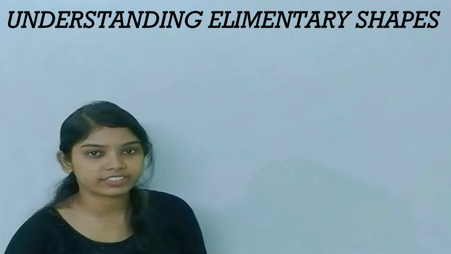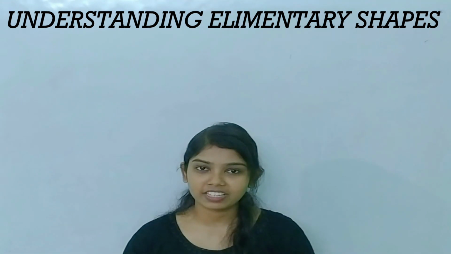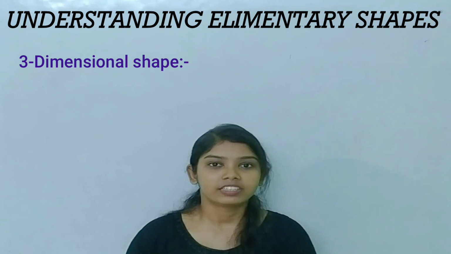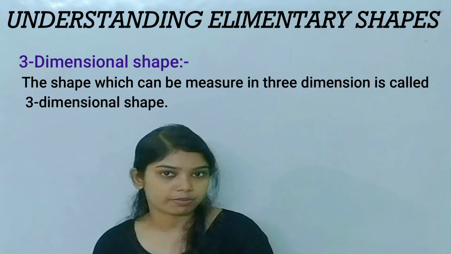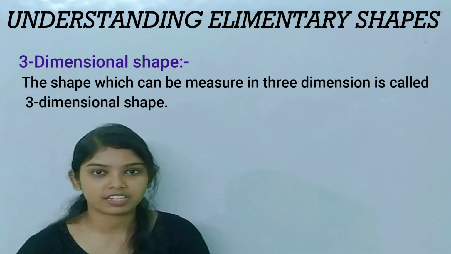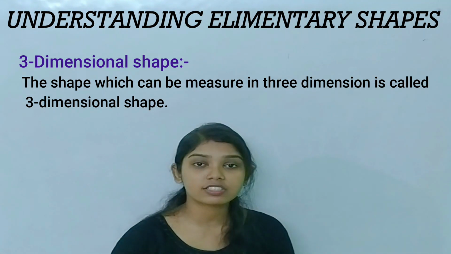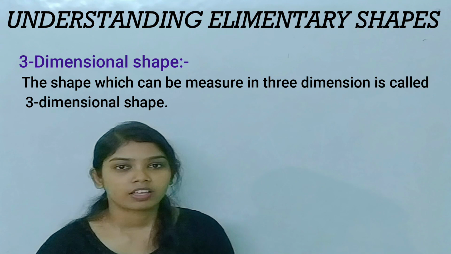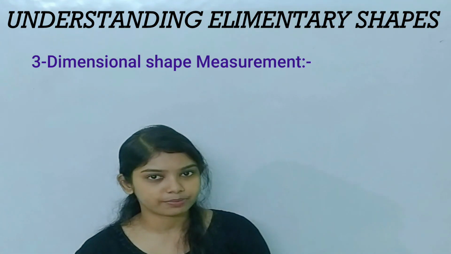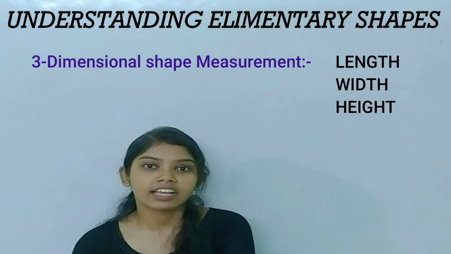Now we will go for the next topic. Our next topic is 3-dimensional shape. The shape which can be measured in 3 dimensions is called a 3-dimensional shape. It can be also called as solid shapes. Alright? The measurements of the 3-dimensional shapes are length, width and height.